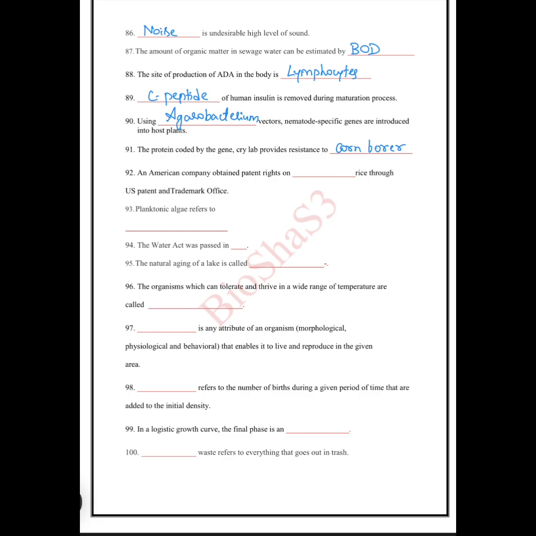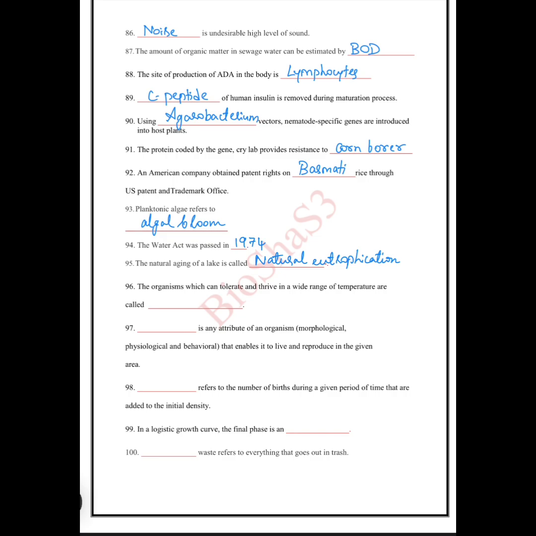An American company obtained patent rights on basmati rice through the US Patent and Trademark Office. Planktonic algae refers to algal bloom. The Water Act was passed in 1974. The natural aging of a lake is called natural eutrophication.